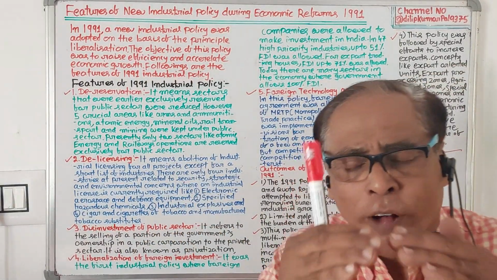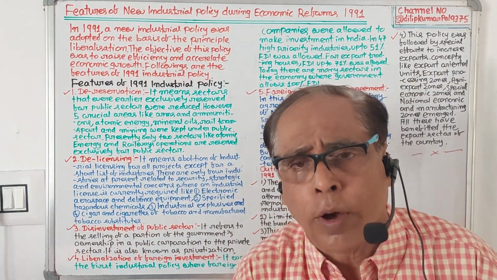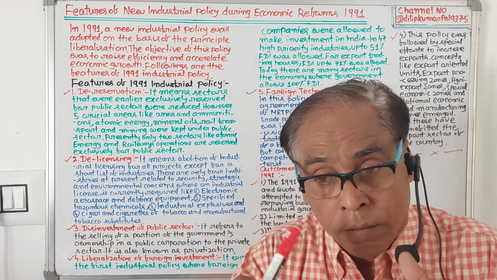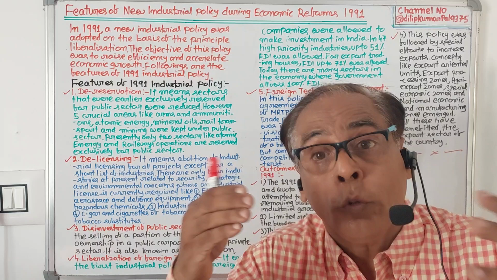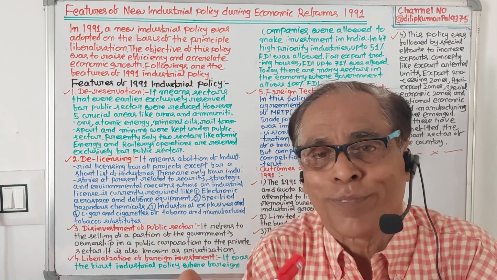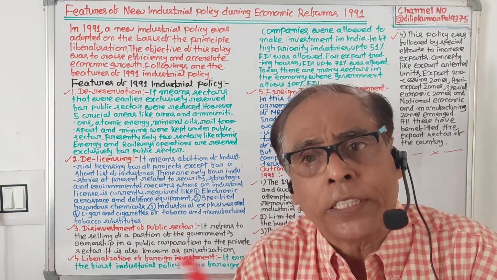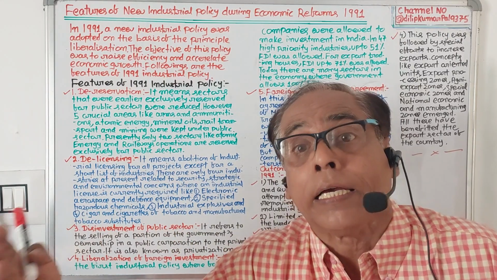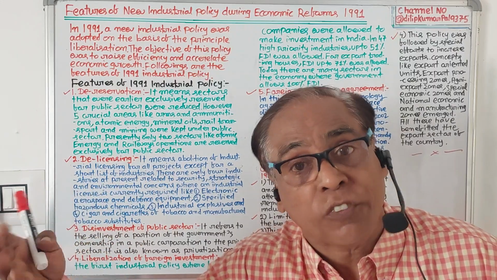So, the first feature of the new industrial policy 1991 was de-reservation. It means areas which were previously reserved for public sectors were reduced. It means private sectors are allowed to enter into more and more areas which were previously reserved for the public sector.